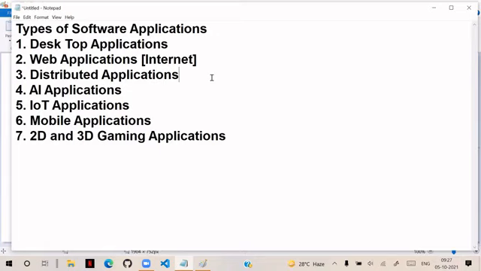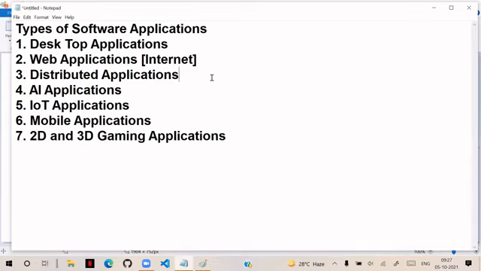Not only that, sometimes you download some games. You can play those games without any internet connection. Then it is also what kind of application? Mobile application. If you need to connect with the internet, you need to access it and work with it, these kinds of applications are called distributed applications. That architecture you will learn later. So desktop applications, web applications, distributed applications we have.